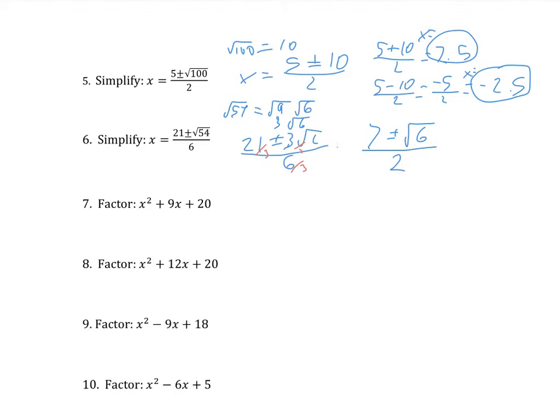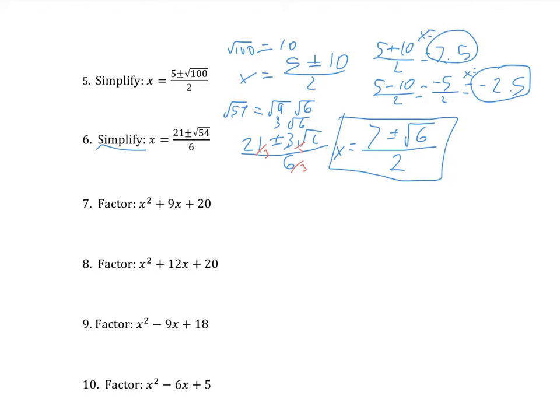And I'm going to stop there. I could go get decimals with a calculator if I wanted to, but the instructions said to simplify. And this one, that's just as far as it really simplifies. Anything after this would be decimals because it's an irrational number because of the square root of 6.